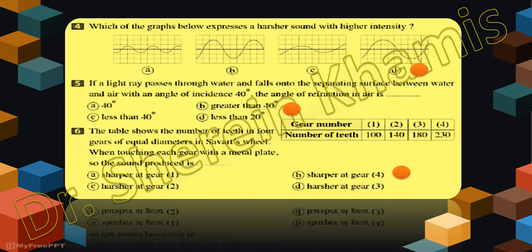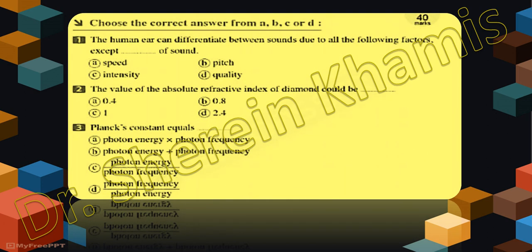Okay, let's go into the third exam of our revision today. Let's start. Question number 1 says that the human ear can differentiate between sounds due to all of the following factors except what? We have speed, pitch, intensity, and quality. We can distinguish between sounds by each of the following except the speed, as speed does not reach our ear. Okay, let's go into question 2.